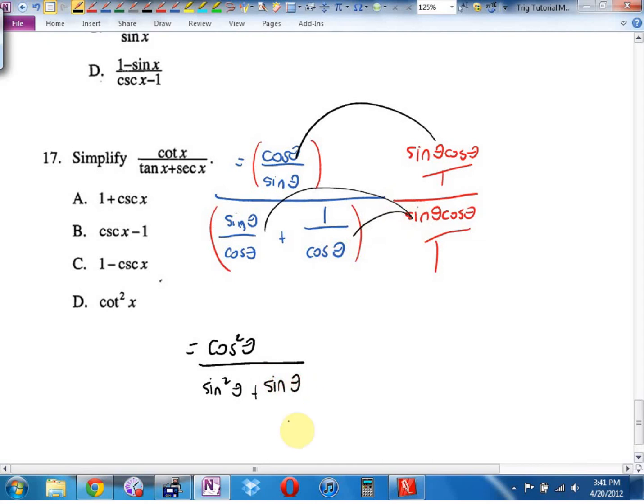Now what? Oh, bottom factor. Not sure where that's going to get me. Have I made a dumb math mistake? Let me double check. You'll get a sine squared. Cos will cancel. Secant is 1 over cos. A cos will cancel. And okay, I'm going to keep going.